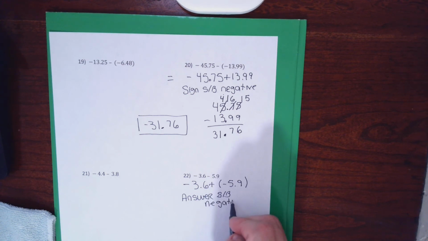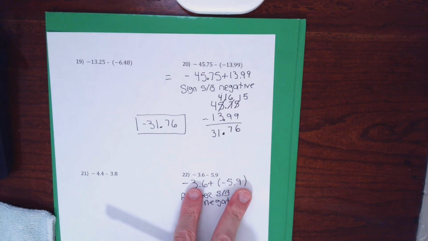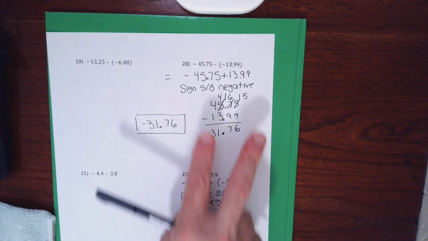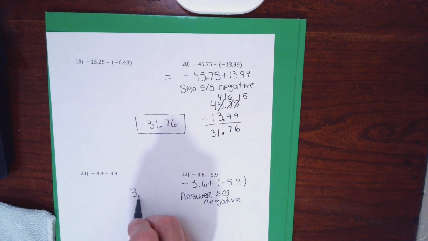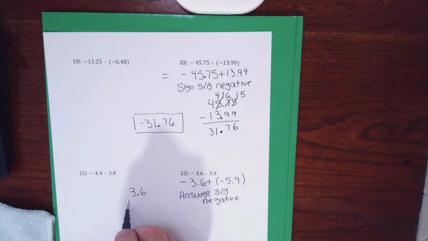I should know what the answer is ahead of time and know whether I'm adding or subtracting. If you have opposite signs, you're subtracting. If you have the same sign, you're adding. So here I have the same sign, so I'm adding the 3.6 and the 5.9.